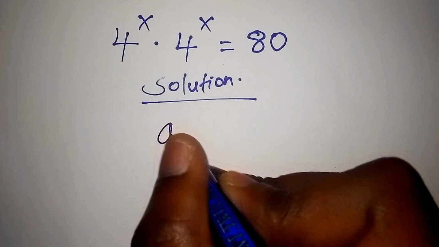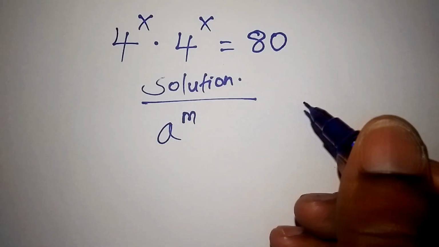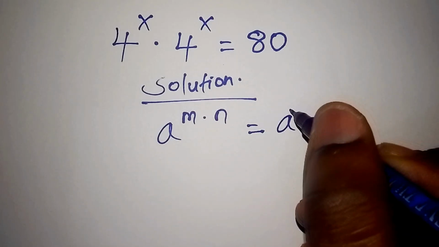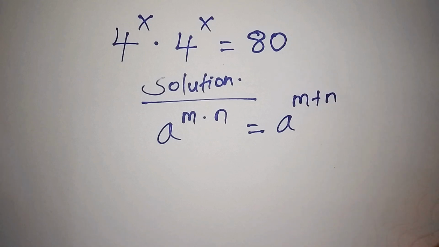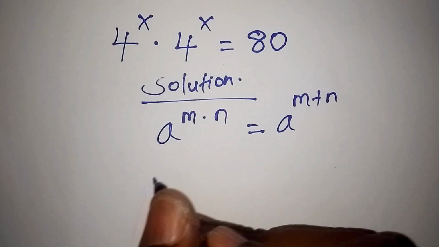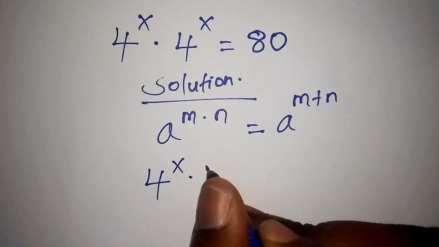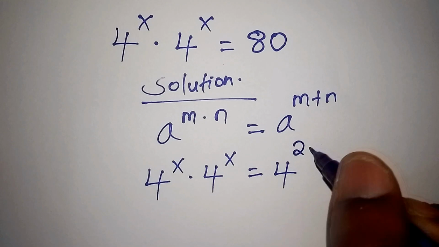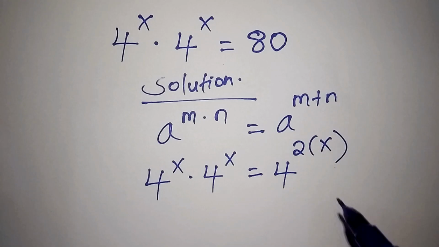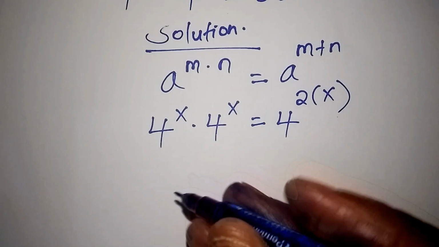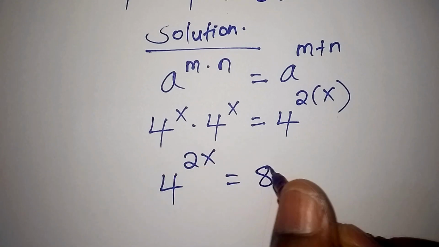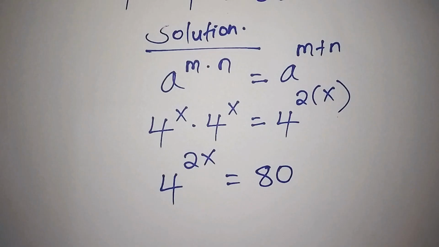So assuming that we have a to the power of m multiplied by a to the power of n, this can be written as a to the power of m plus n. So that means that now 4 to the power of x multiplied by 4 to the power of x can be written as 4 to the power of 2x. So in that case we shall now have 4 to the power of 2x is equal to 80. So the next step now is for us to introduce the log on both sides.